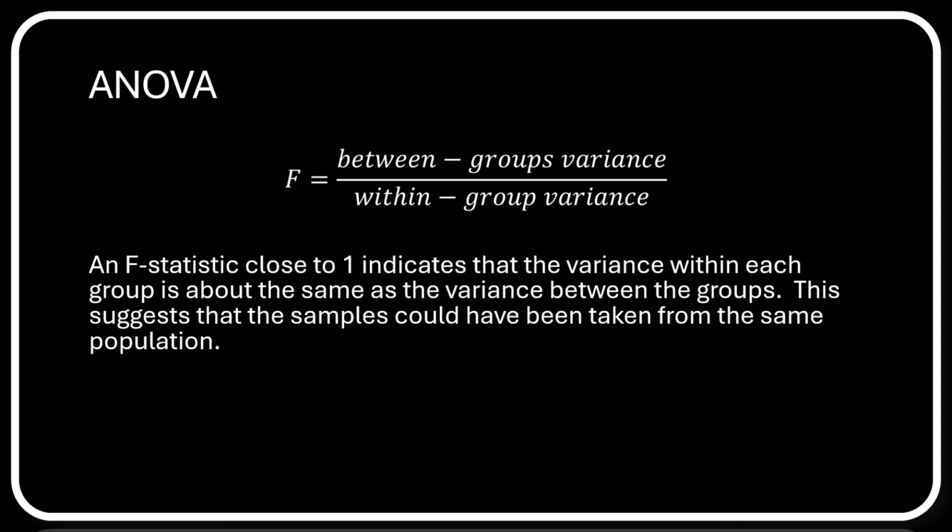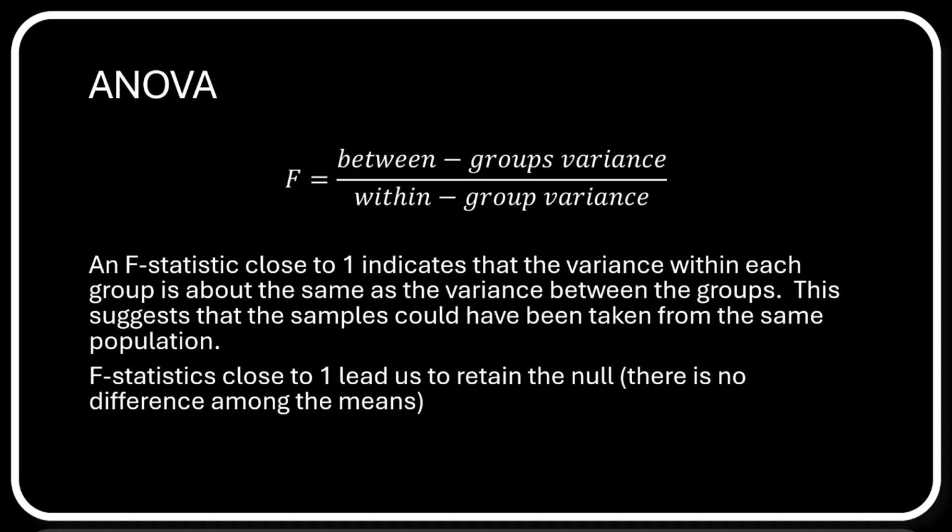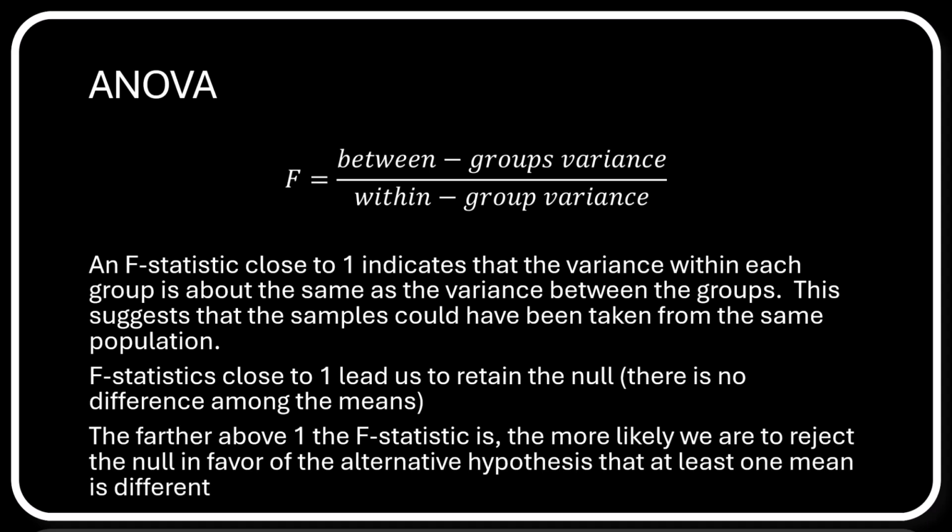An F statistic close to 1 indicates that the variance within each group is about the same as the variance between the groups. This suggests that the samples could have been taken from the same population. F statistics close to 1 lead us to retain the null, suggesting there is no difference among the means. The farther above 1 the F statistic is, the more likely we are to reject the null in favor of the alternative hypothesis that at least one mean is different.